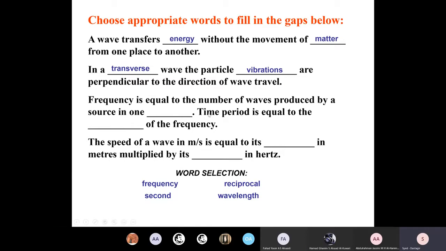Anyway, frequency is equal to the number of waves produced by a source in one what? Creating 90 degrees. Come on, what's the next one, guys? Frequency is equal to the number of waves produced by a source in one.